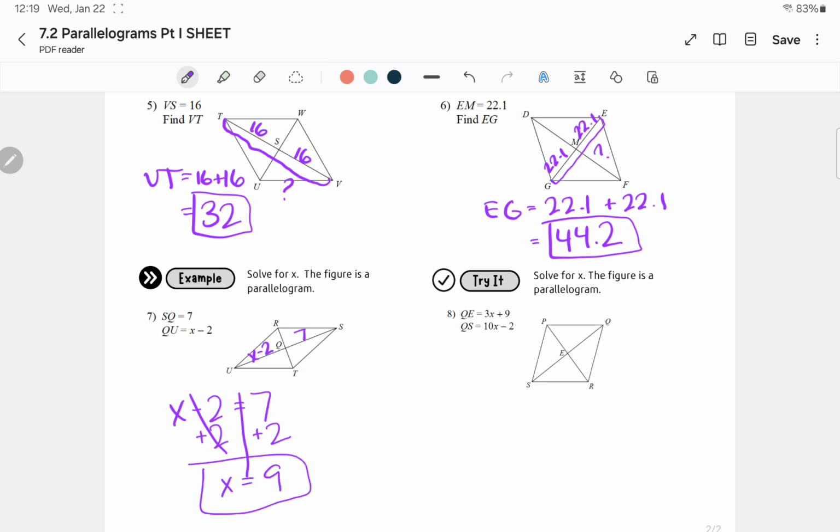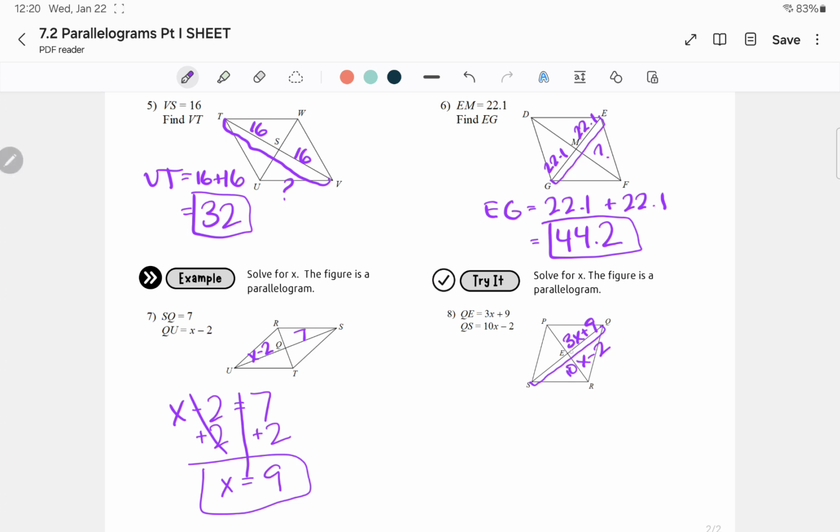Go ahead and pause the video. Try number 8 by yourself. All right, so we have QE as 3x plus 9. Okay, so we're going to label that. And then QS, this entire thing, is 10x minus 2. So this one is a little bit different, a little bit harder. So if you didn't figure it out, it's okay.